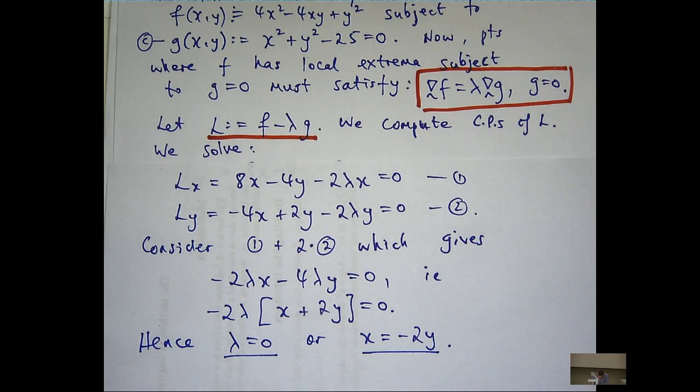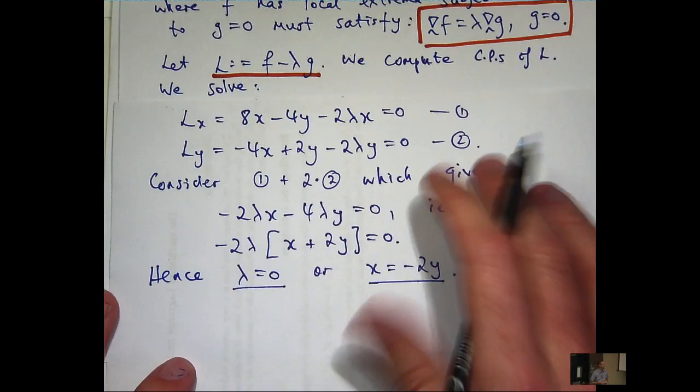Okay, so what we're going to do is discuss those cases separately, right? We'll discuss the case lambda equals 0 separately, and we'll discuss the case x equals minus 2y separately. Okay, so let's do that.